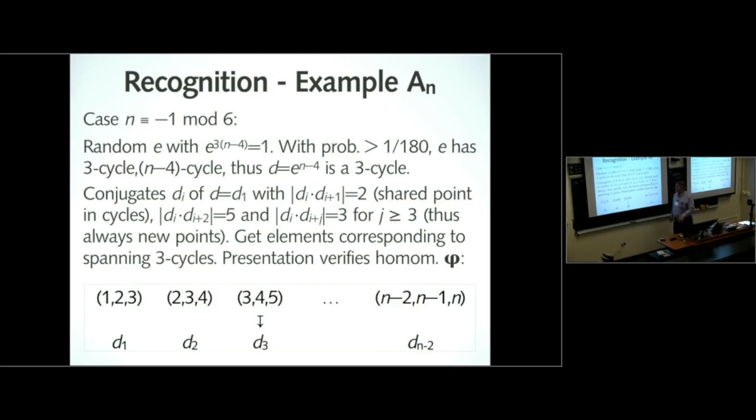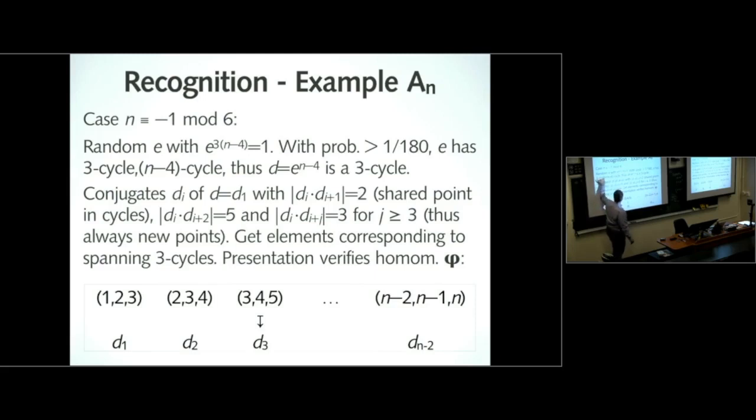And why do I care about this? In this case, with this congruence, this n minus 4 cycle is of a length coprime to 3. So if I have an element which has this form, this element must consist of a 3 cycle and an n minus 4 cycle.